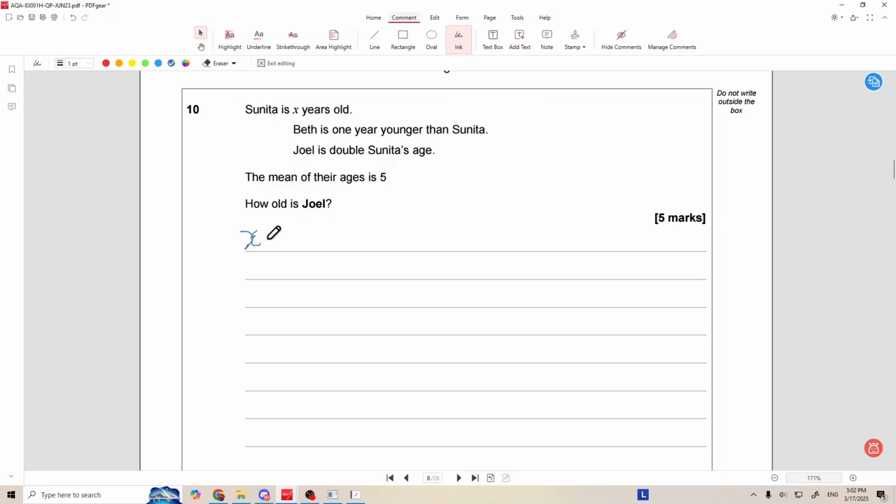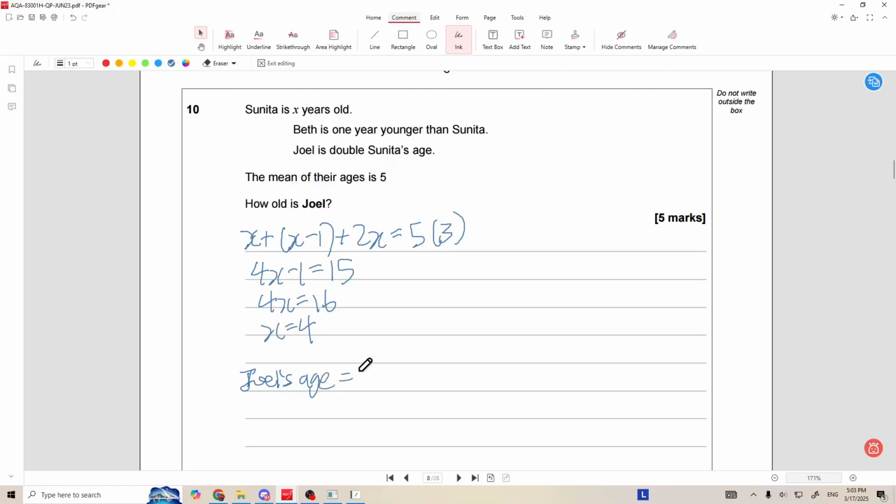Beth is 1 year younger than Sunita, so we'll put x minus 1. 1 year younger than Sunita, so that's Beth's age. And Joel is double Sunita's age, so it's 2x. The mean of the ages is 5, and there's 3 people, so the sum of their ages is 15. So we'll just add this up quickly. 4x minus 1 equals 15, which means 4x equals 16 and x equals 4. How old is Joel? Joel is 2x years old, so it's 2 times 4 equals 8.